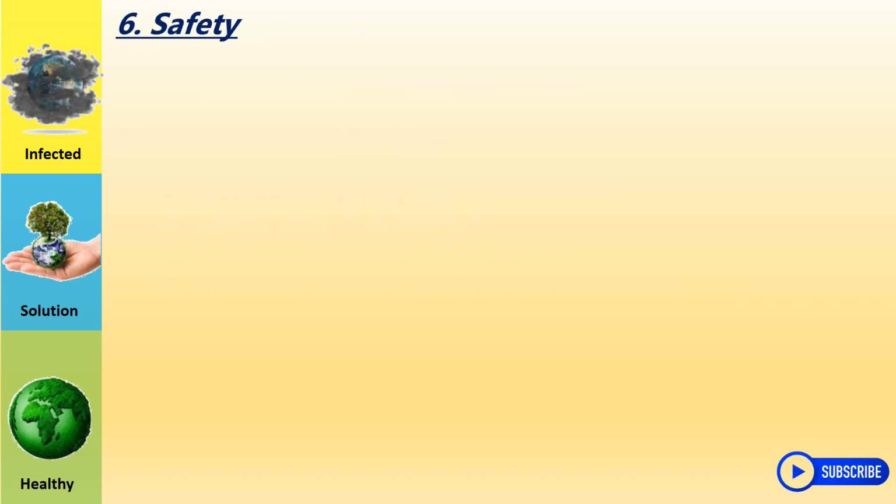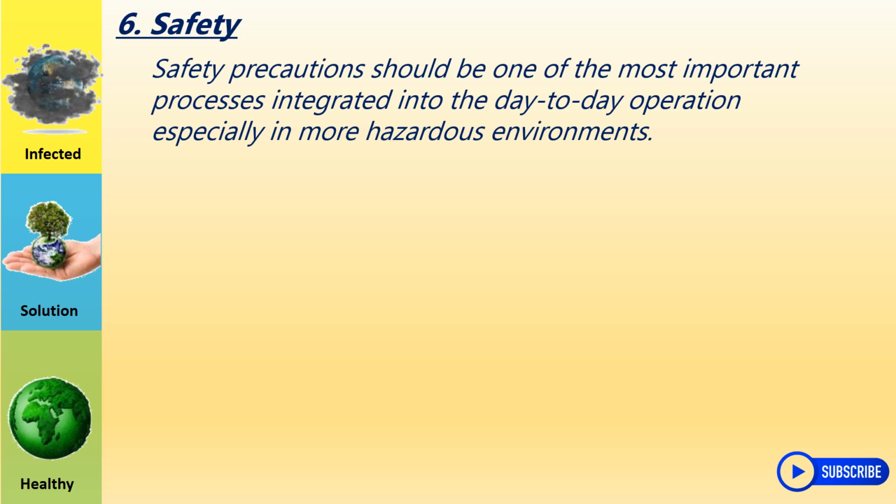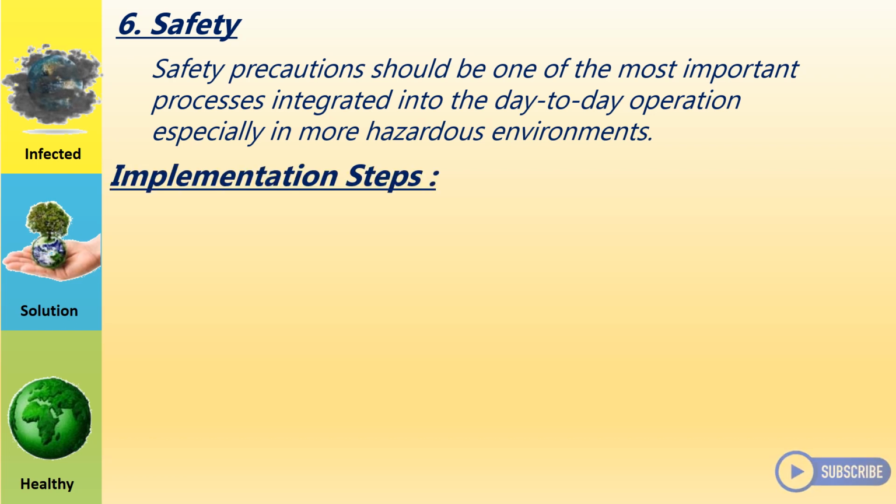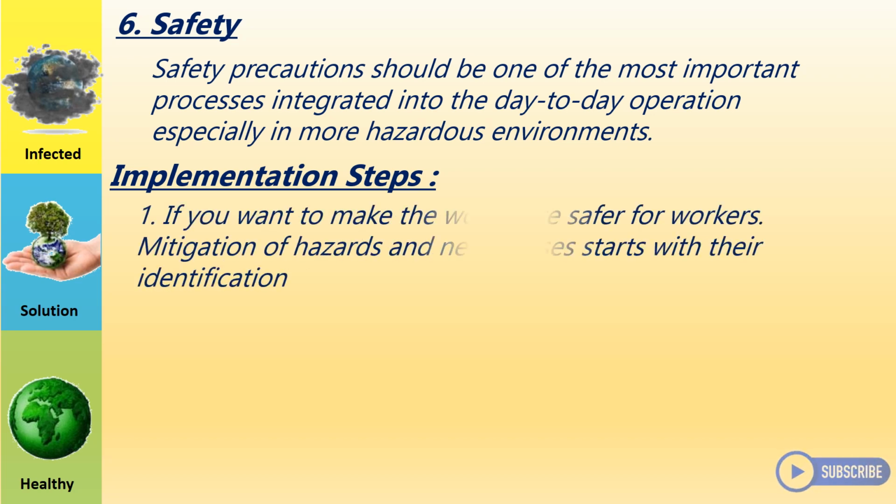Sixth S, safety. Safety precautions should be the most important process integrated into the day-to-day operations, especially in a more hazardous environment. Steps involved to implement the sixth S are: if we want to make the workplace safer for workers, we need to mitigate hazards integrated with the workplaces, and we need to mitigate the near misses, starting with their identification.